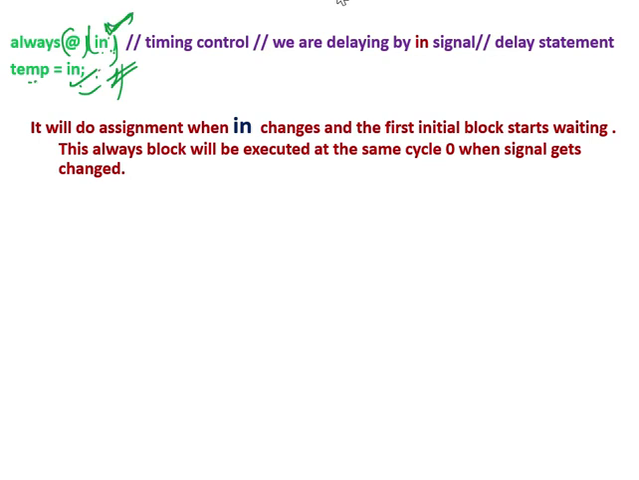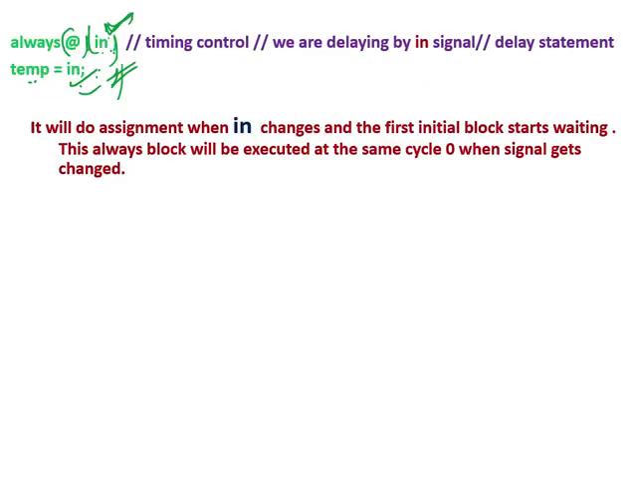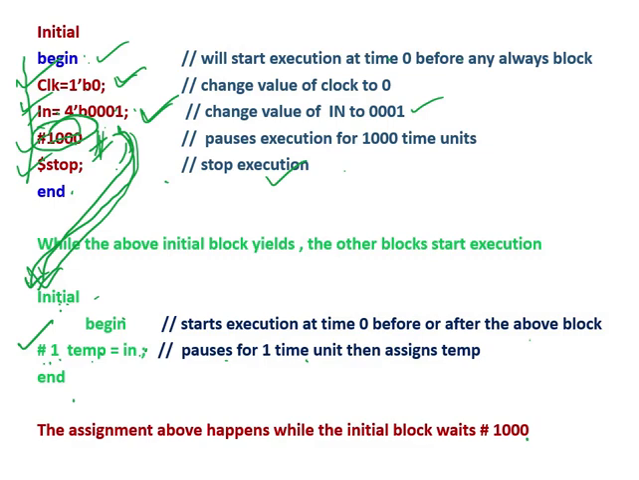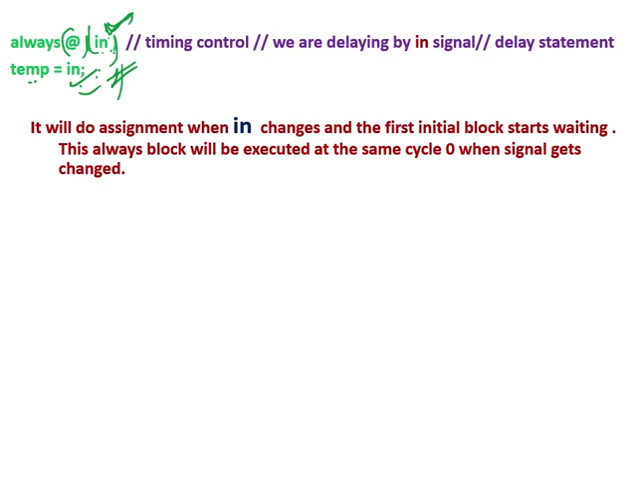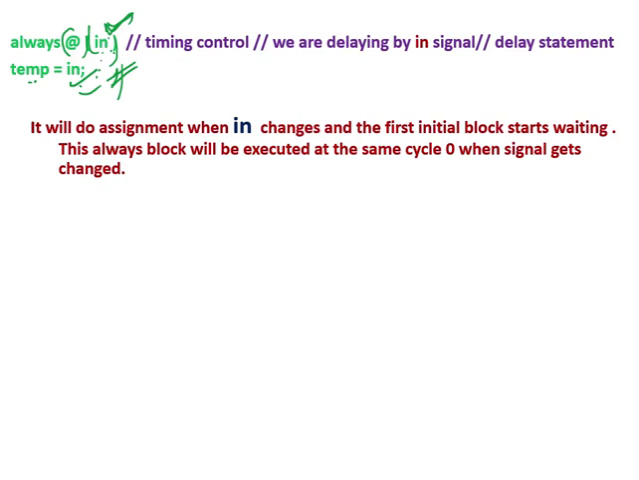It will do the assignment when in changes and the first initial block starts waiting. Because all these procedural blocks, always and initial, are evaluated at 0 time step, but in this case it is waiting for 1000 time steps. So during that waiting period, the second initial block is executed, then this always block is executed.